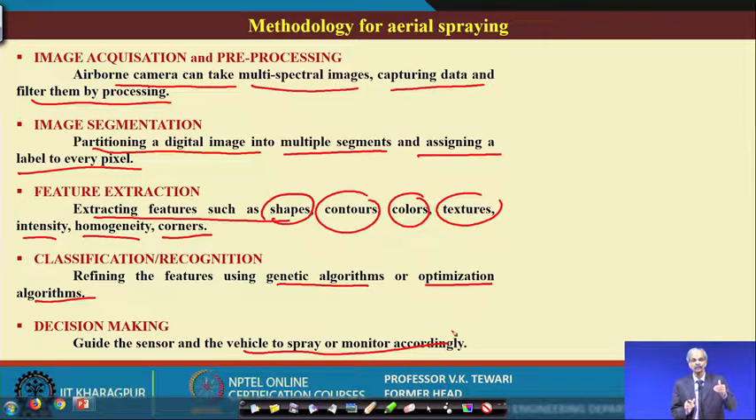You see, the image has to be taken, it has to be pre-processed, then segmentation of the image has to be done for understanding, then features have to be extracted. That means we have to understand what is what, by which features we understand that this part is a corner, or it is a shape, or it talks of the color and things like that, and then classification and recognition. And once you have done this, then you will take a decision as to what is to be done, whether a chemical has to be sprayed, at what quantity, at what rate and at what frequency. Those are the decisions you will make.